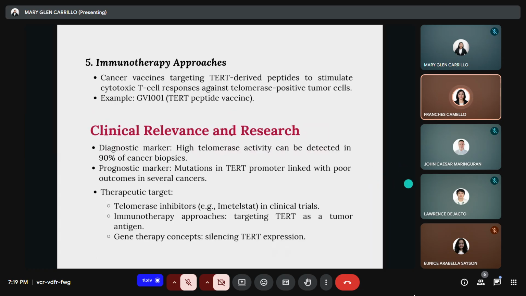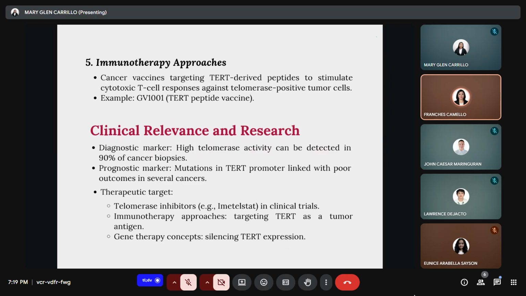So for the clinical relevance and research, as a diagnostic marker, telomerase activity can be detected in about 90% of cancers, making it very useful for identifying tumors. As a prognostic marker, certain TERT mutations are associated with more aggressive cancers and poor patient survival. And as a therapeutic target, telomerase inhibition is now at the front line of experimental treatments, with drugs and vaccines being tested. So, telomerase is not just a textbook concept, it's actively shaping how we diagnose and treat cancer.